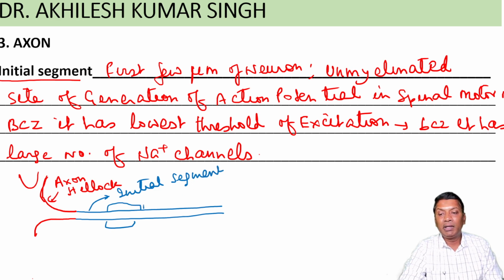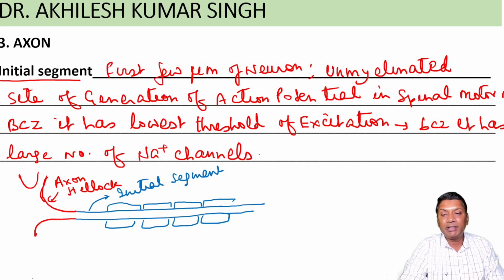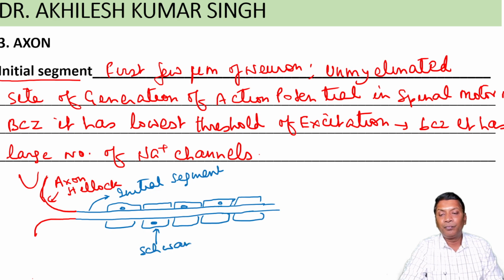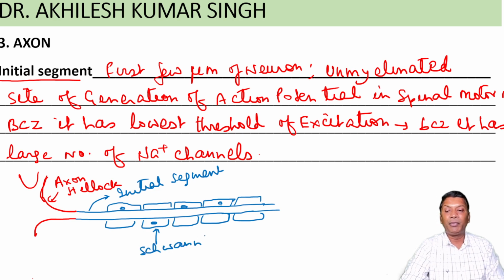and this axon has the myelin sheath over it. This myelin sheath is formed by the Schwann cells in case of these spinal motor neurons, right? So these are the Schwann cells forming the myelin sheath over this neuron, right?